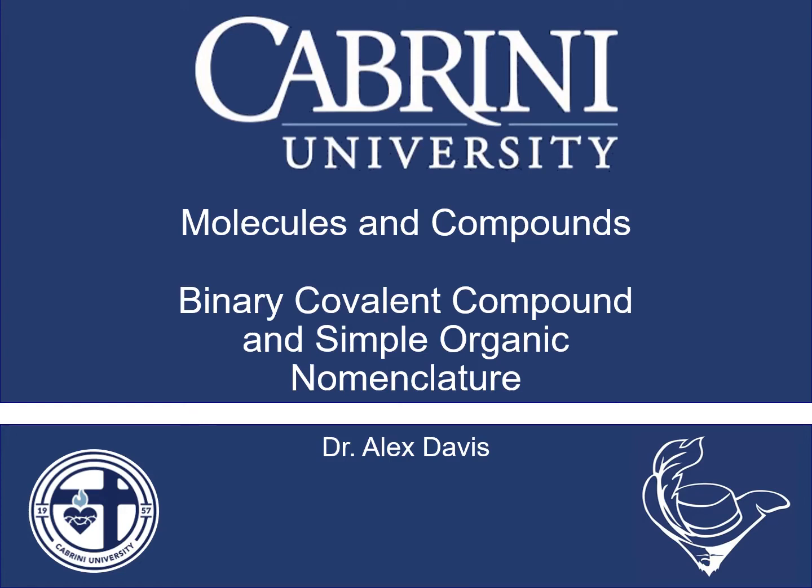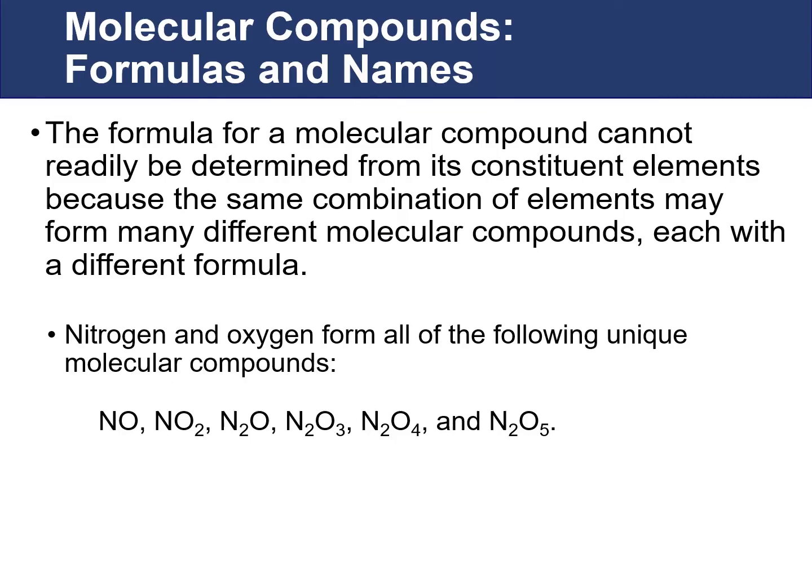In this video, we will be describing the method for naming simple binary covalent compounds and a couple of our different organic compounds. There are a couple fundamental differences between ionic and molecular compounds, those that are held together via covalent bonds, which necessitates a different naming schema for our molecular compounds than for our ionic compounds that we have discussed previously.